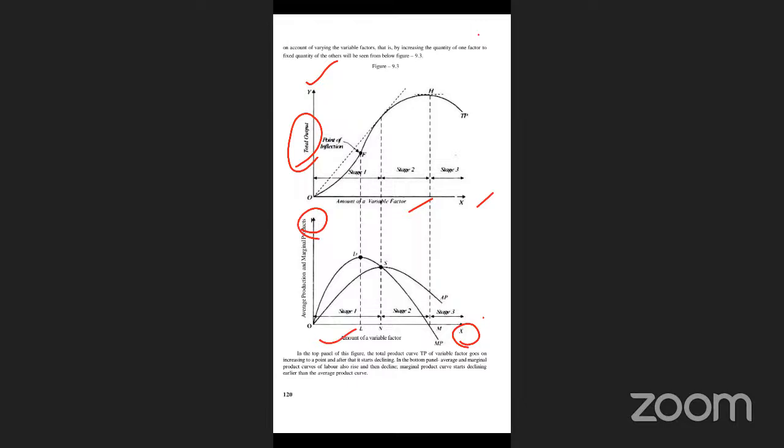Amount of variable factor, same thing. In the second graph, you see the y-axis is average and marginal products. Whereas here it is total output. Okay, now let's move on. You see there are 3 stages here. Okay, this is stage 1, stage 2, and stage 3. What happens in every stage?